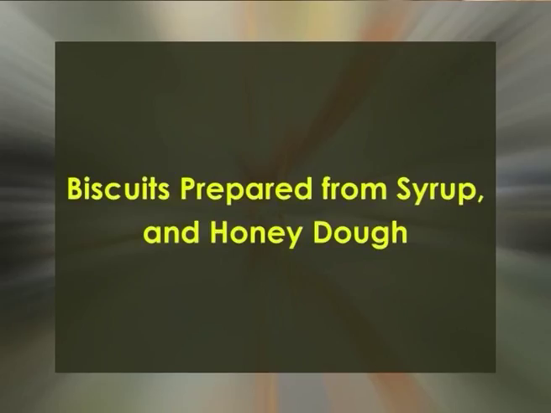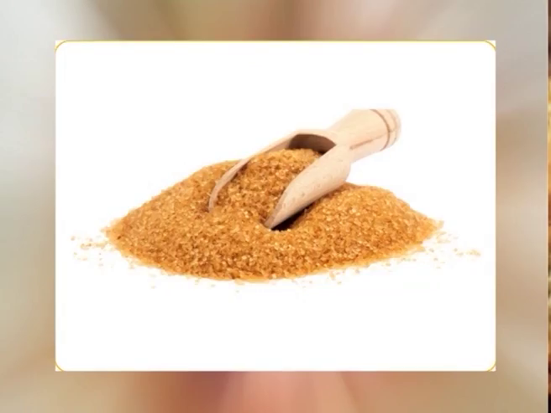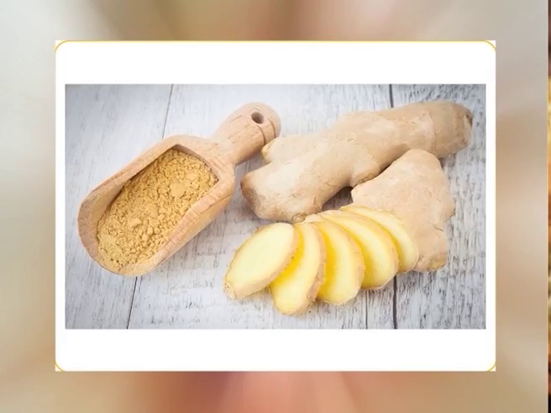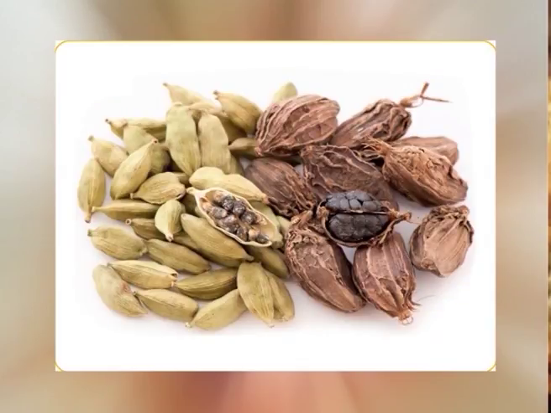Number 5. Biscuits made from syrup and honey dough. Syrups are thick, sweet liquids like honey and molasses. These syrups provide extra sweetness, a warm brown color and a distinct flavor to the biscuits. In these doughs, brown sugar and certain spices like ginger, nutmeg, cinnamon, cardamom, etc. are used to get richer biscuits.